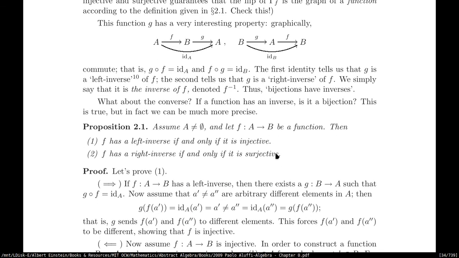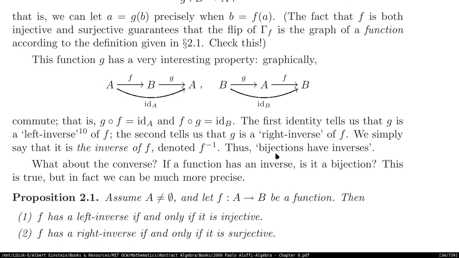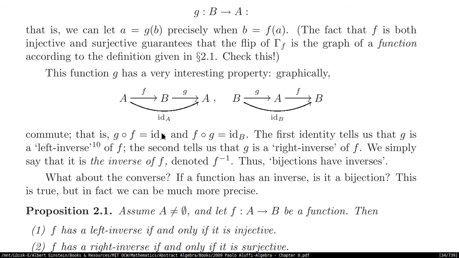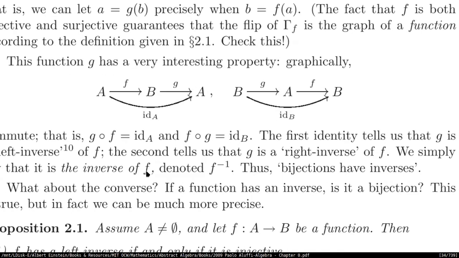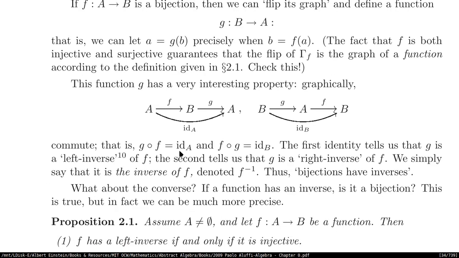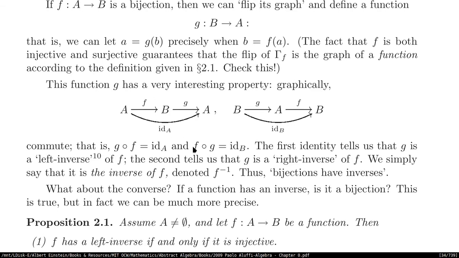Okay, so this leads to two interesting things. You can get the identity of these two sets using the composition in two different ways, right? The identity of A tells us that g is a left inverse of f. The left inverse means that when you write g on the left side of f and take the composition, you get the identity. And the second tells us that g is a right inverse of f. If you use the composition on the right side, you get the identity too.